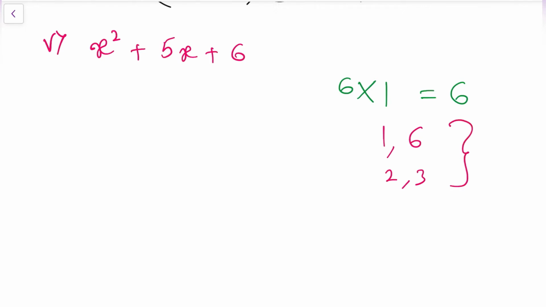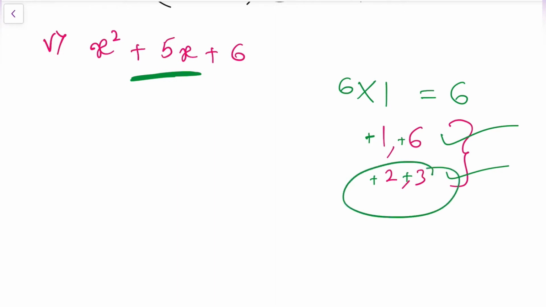Now if you observe the question, every term is a positive term only. So here also these numbers should be positive: plus 1, plus 6, plus 2, plus 3. Now if you add those pairs, you need to get the middle number plus 5. So which pair is the correct pair? Plus 1 plus 6 is plus 7. Plus 2 plus 3 is plus 5. So the second pair is the correct pair.